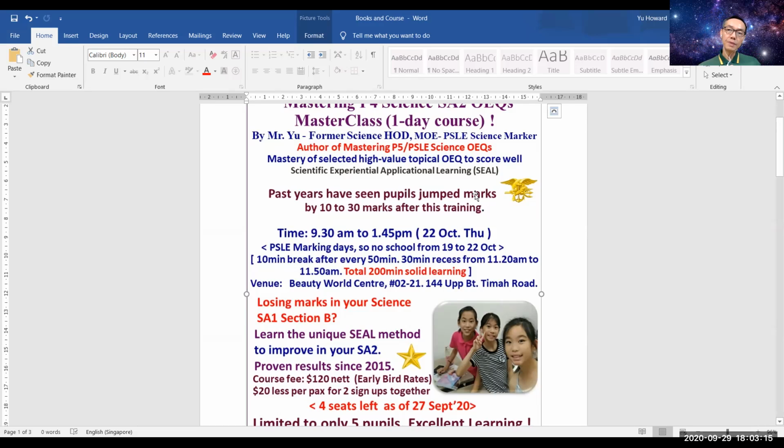We'll revise all the topics that are required for the coming SA2 exam. This year is a bit unique because of COVID-19. Most schools did not have any SA1, and some schools have a simulated SA1. So in terms of the P5 promotion exercise, it may be 100% based on the P4 SA2 result. So this is important for parents to know. And the training is from 9:30 to 1:45.